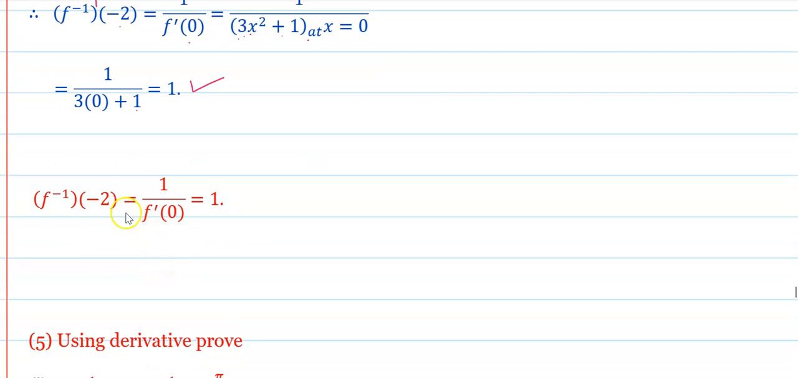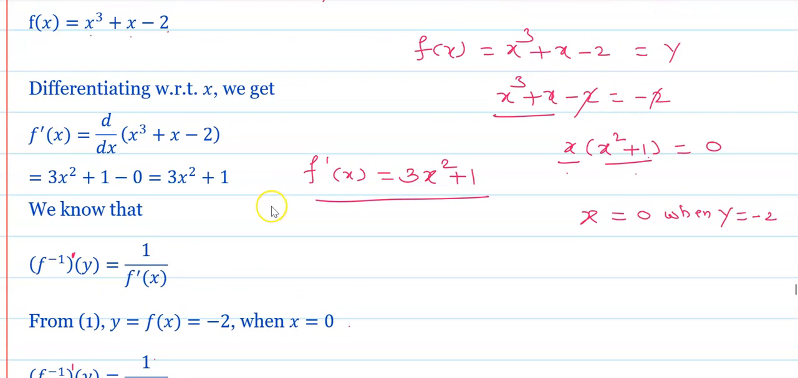And hence, the derivative of the inverse of the function at y is equal to minus 2 is equal to 1 upon f dash of 0, that means x is equal to 0, which is 1. Okay. You can see that again.